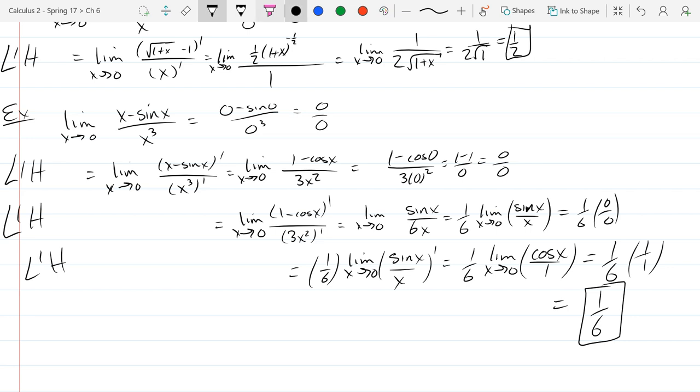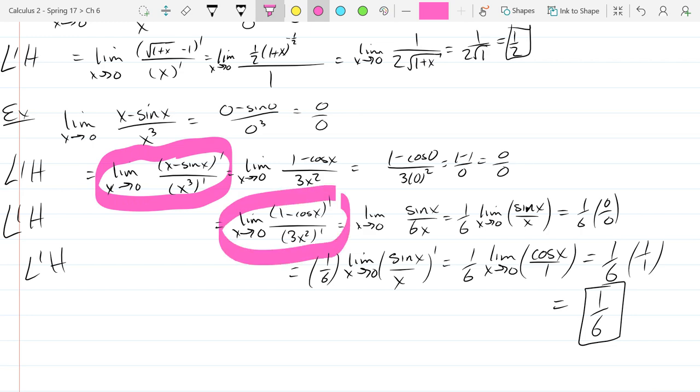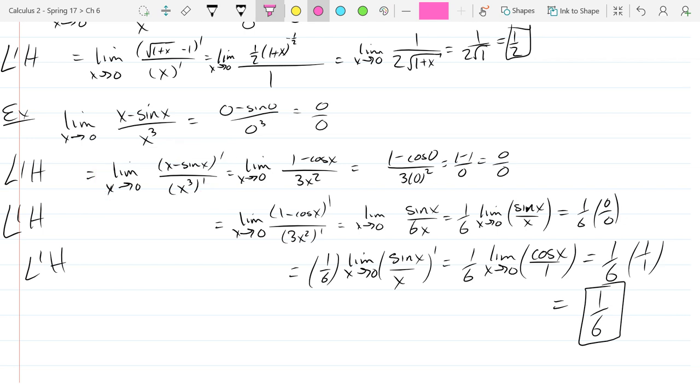So I lined these up in a way on purpose. Right here, I took the derivative of basically what's above it. Right down here, I took the derivative of what's directly above it. And then right down here, I took the derivative of what's directly above it. So if you think you're going to have to apply L'Hopital's more than once, you can try to line things up in a smart way so that you're just taking a derivative of something close by. So there's the basics of L'Hopital's rule in a nutshell.